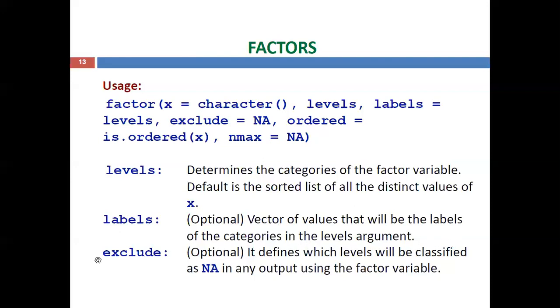Then another argument, exclude, which is also optional. It defines which levels will be classified as NA, that is, not available in any output using the factor variable.